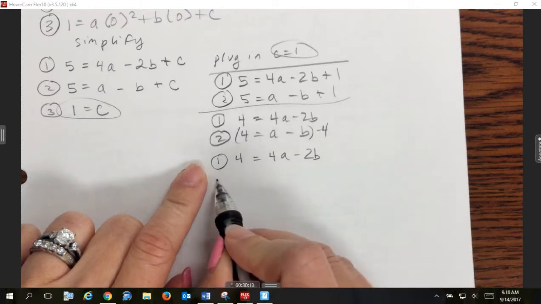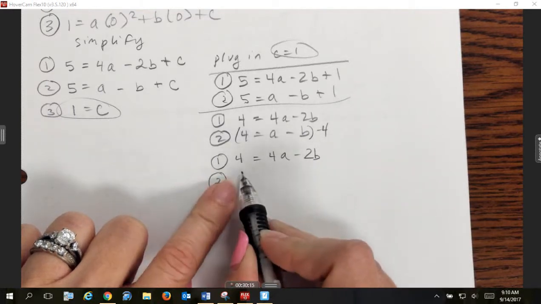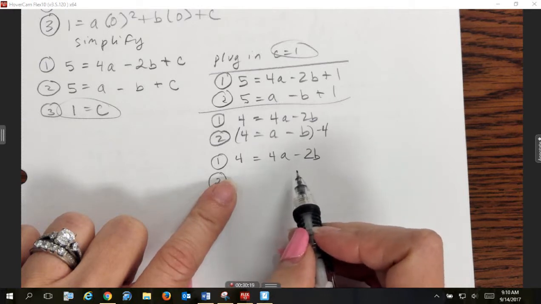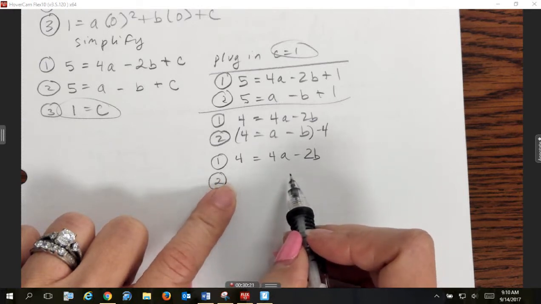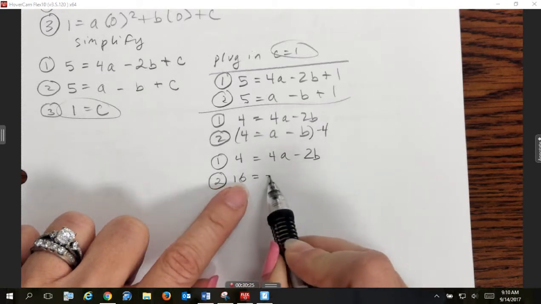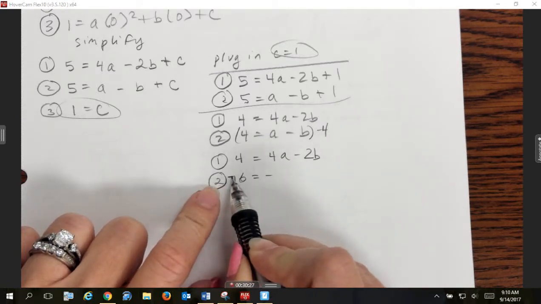If it bothers you that I have the number first and the variables after the equal sign, you can just switch the sides. That's okay. It doesn't bother me, but if it bothers you, just switch the sides. Oops, that's a negative.